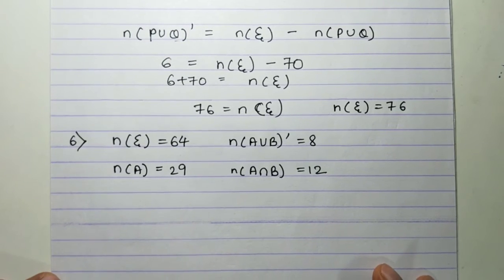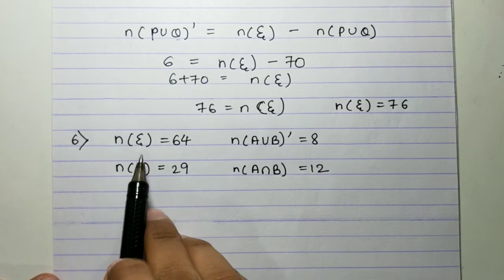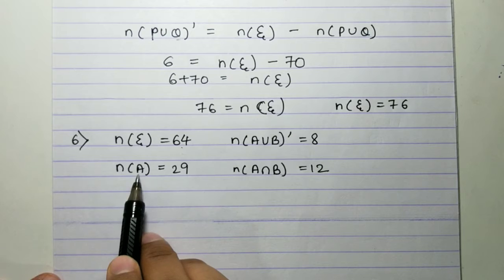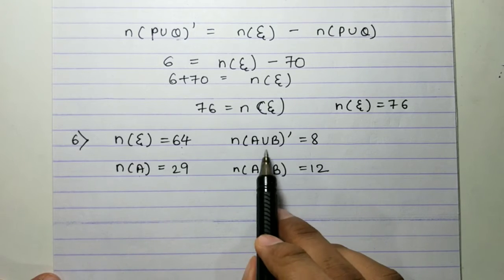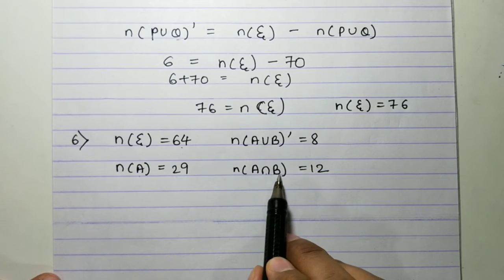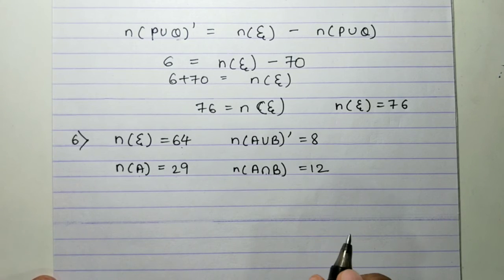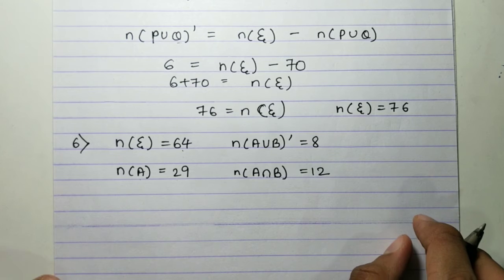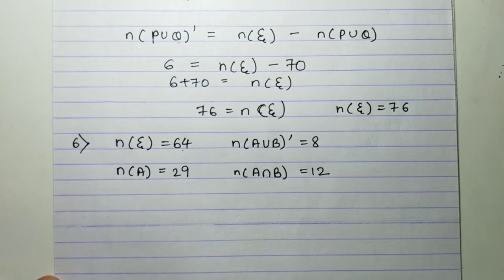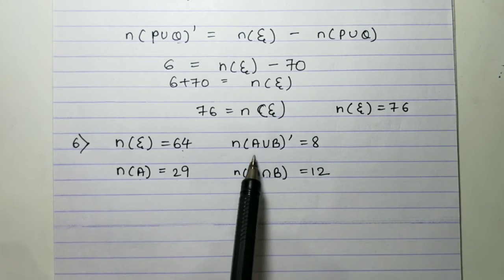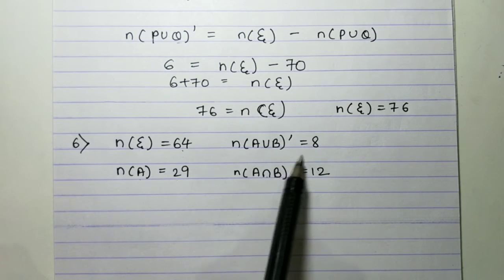Next, question number 6. Here the universal set is 64, A is 29, A intersection B is 12, and A union B complement is 8. Okay, first I have to find B. How will I find B? Now see, in this question they have already given me A union B complement.